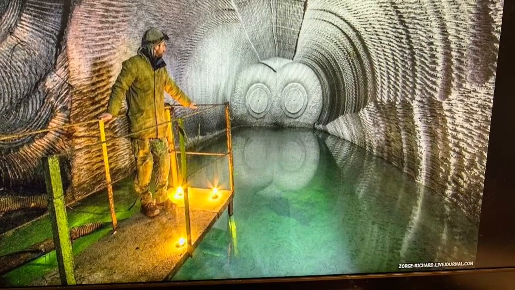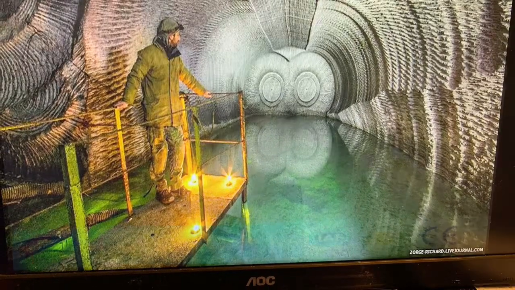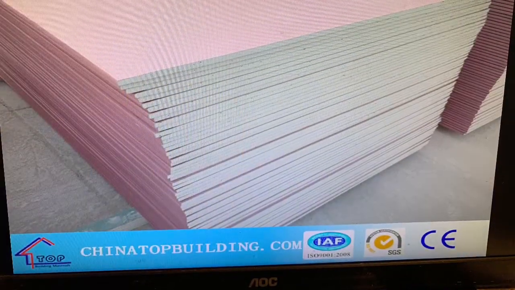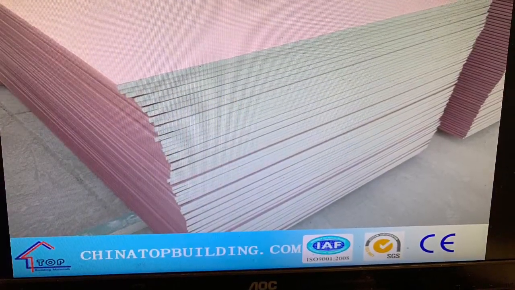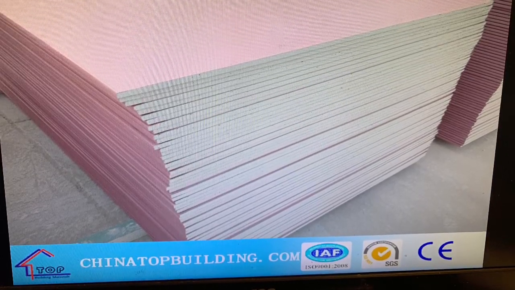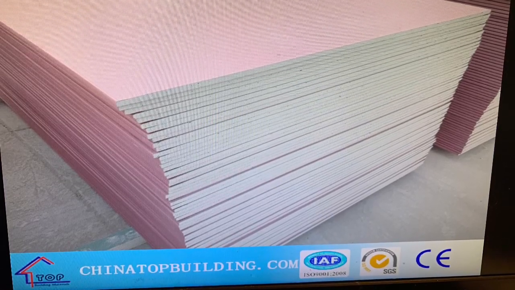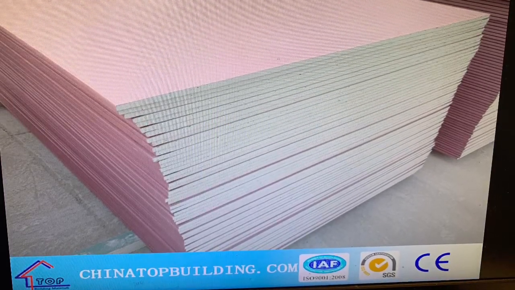And gypsum is used in a lot of different things, but one of the most common things that it's used for is drywall. So if you've got a finished basement or your house has drywall in it, or your dad or mom is fixing things up in the house, you've seen drywall, like the pallets that you see before you. Those pallets are primarily made out of gypsum, so this is a very important rock that we use every day.